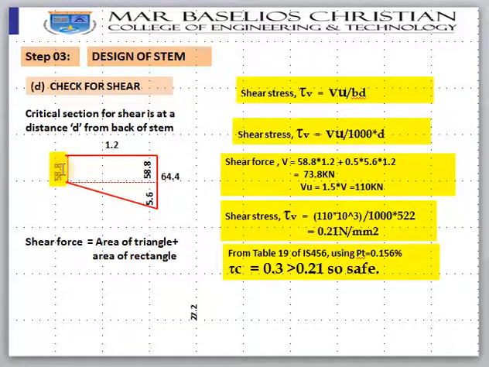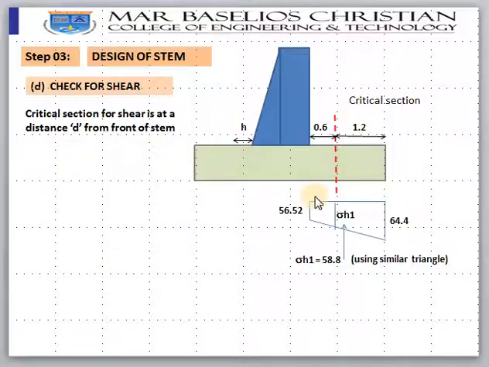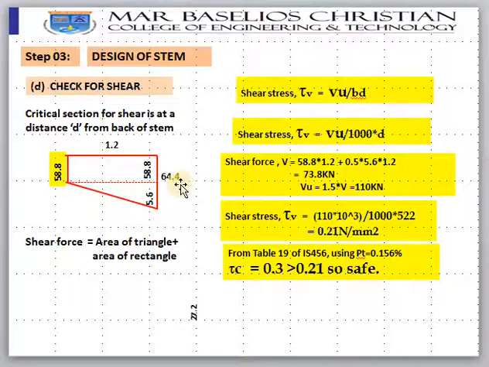So at this location, we need to find out the shear force. This is a stress diagram: 58.8 at this location, sigma h1, and this is 64.4. The area of this stress diagram will give you the shear force. How do you find the area? Convert it into one rectangle and a triangle. This is 58.8, so this will be 5.6 total.